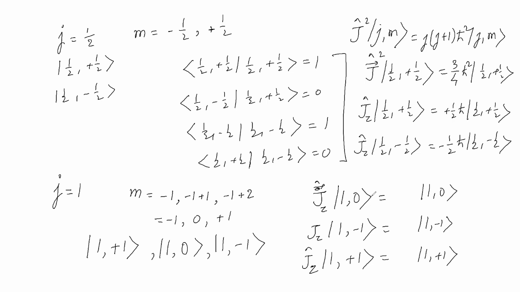Jz gives us m h cross. m is 0, therefore this will be 0 h cross, minus 1 h cross, plus 1 h cross. Okay.